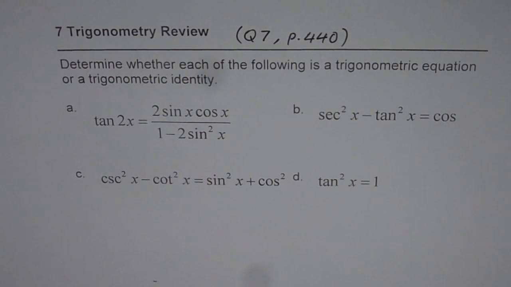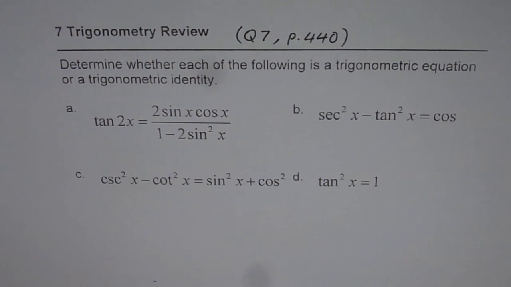These questions I will rate as very simple, and you will see how simple they are with the help of this example. So we are reviewing Unit 7, question 7, page 440. Determine whether each of the following is a trigonometric equation or a trigonometric identity.